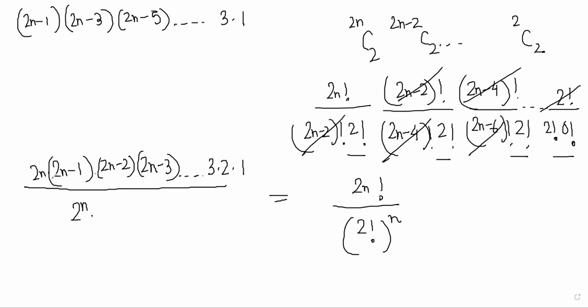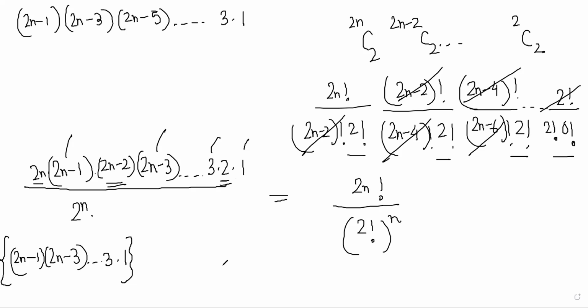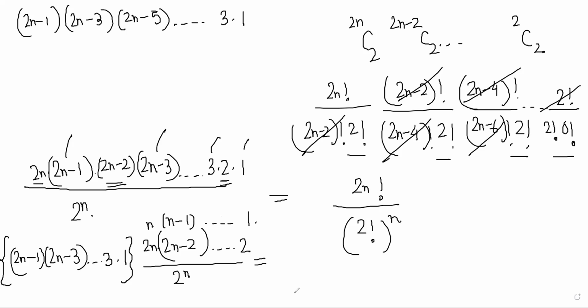Correct. Now see that you can isolate all the odd ones, so that will become (2n minus 1), (2n minus 3), and so on, 3, 1. Isolate all of them, and 2 power n divided by the even ones, so 2n into (2n minus 2), and so on till 2, divided by 2 power n. So cancel 2 power n from there, and that will be n factorial: n, n minus 1, till 1.